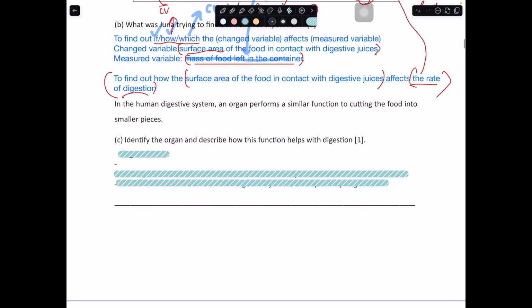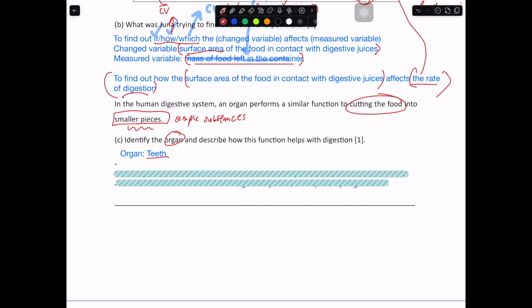In a human digestive system, an organ performs a similar function of cutting the food into smaller pieces. So read carefully. This is not breaking the food into simpler substances, but smaller pieces. So this is very different. Read carefully: identify the organ and describe how this function helps digestion. The organ should be teeth.